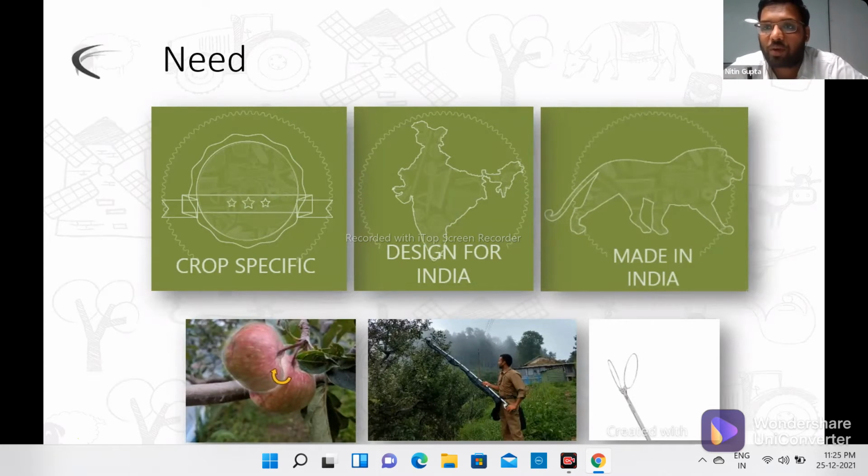So we don't have a crop specific solution, and this is what we do. We solve this problem of crop specific solutions. We design for India. When we say design for India, it means we are able to produce products which give the break even to the farmer within the first year.